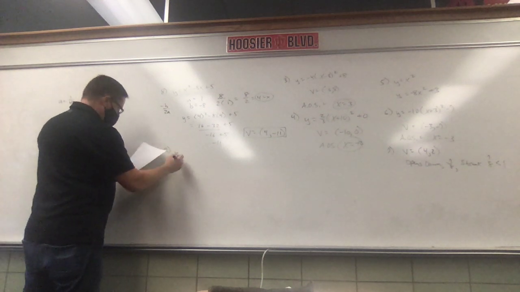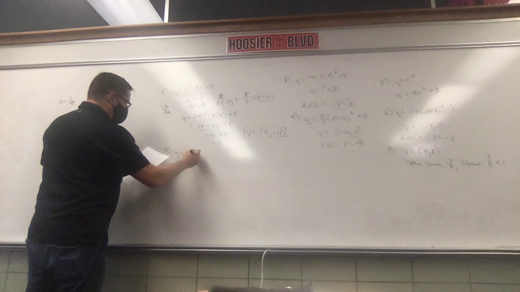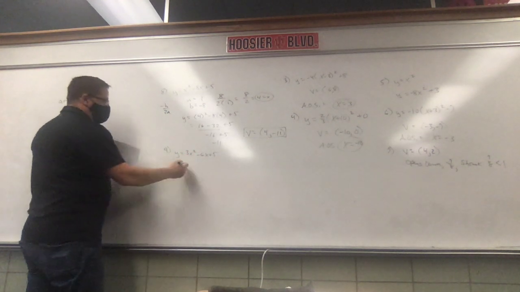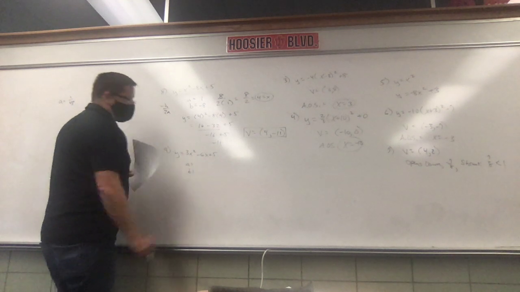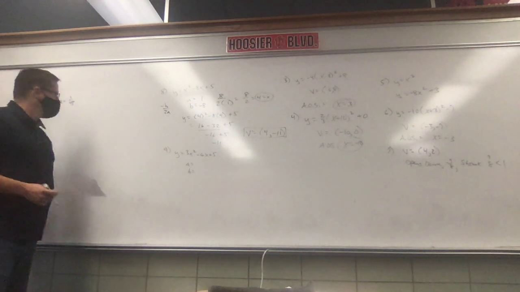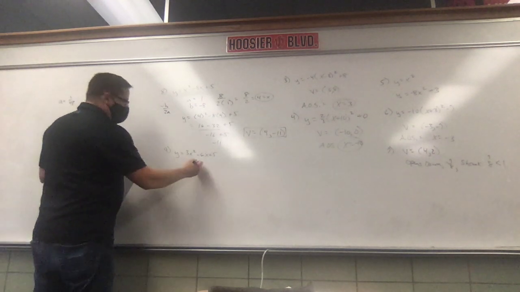Okay, number 9, same question, different numbers. 3x squared minus 6x plus 5. So for A and B, we don't know the vertex. There's 2 x's, so I don't know what the vertex is. We have to use the opposite of B over 2A. A is 3, and what's B? 6?